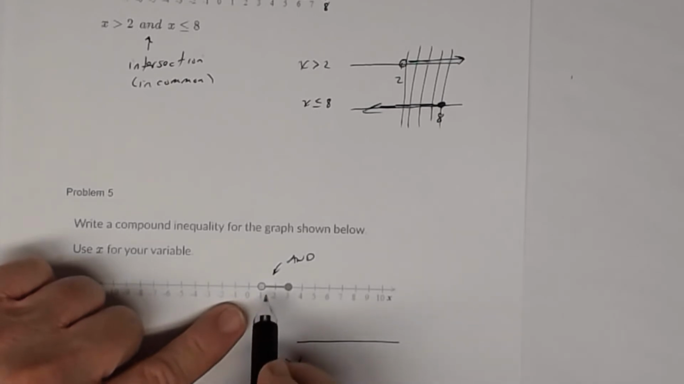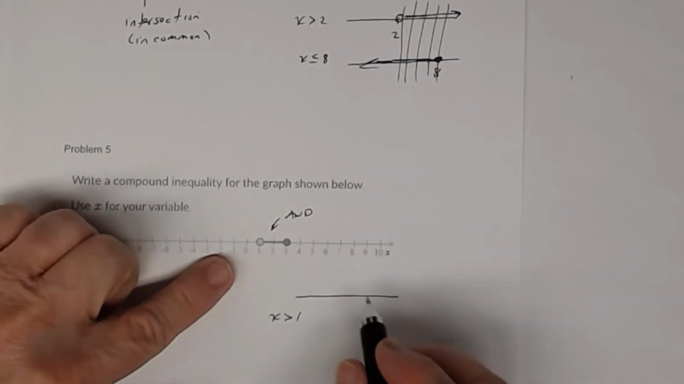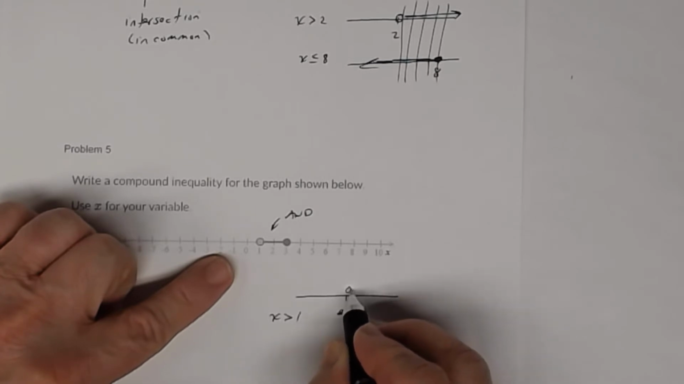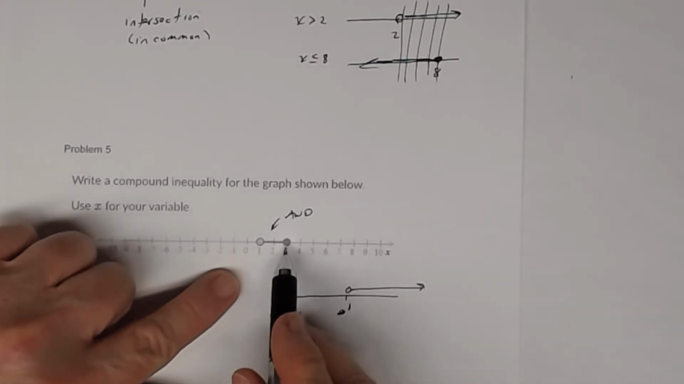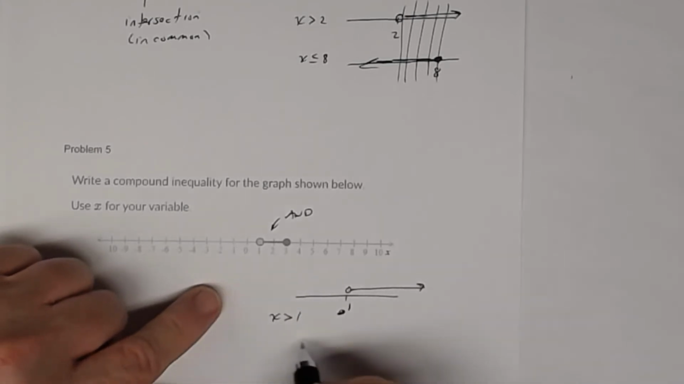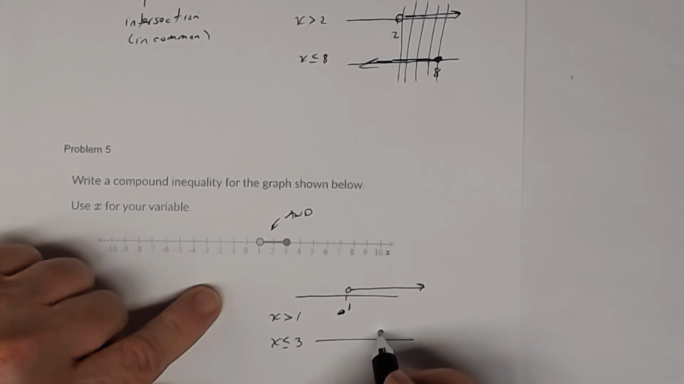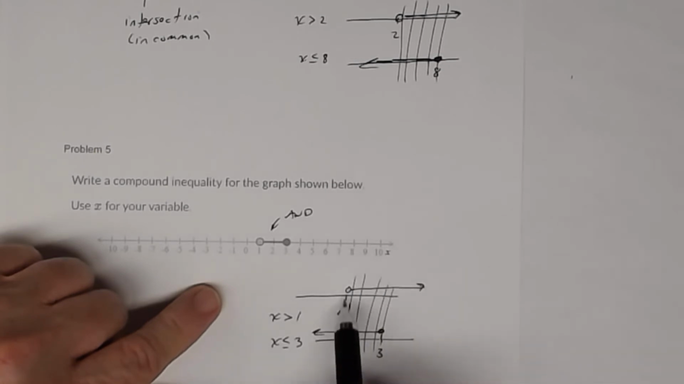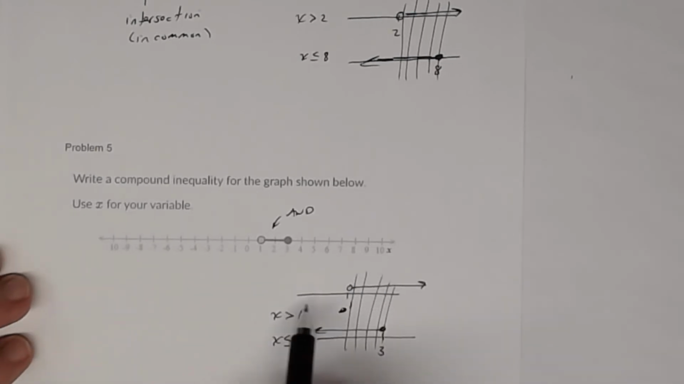See the 1? No equal, it's an open circle, so no equal sign. So it looks like this. Oops, sorry. 1, open circle, going to the right. And then x is less than or equal to 3, closed circle, so equal sign, going to the left. And this right here is the intersection of those two, from 1 to 3. So that's an and statement.